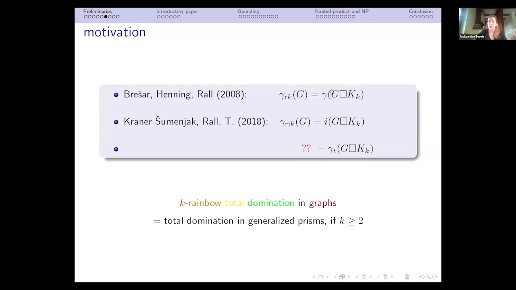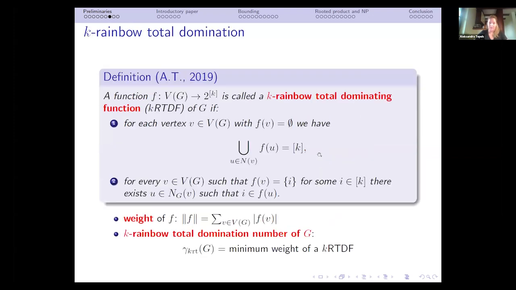looking at the whole big structure of the Cartesian product, you can only take a look at the base graph, the problem in this way. So I introduced this k-rainbow total domination number so that it coincides with total domination in generalized prisms. And in order for these two concepts to coincide, the definition should be the following.